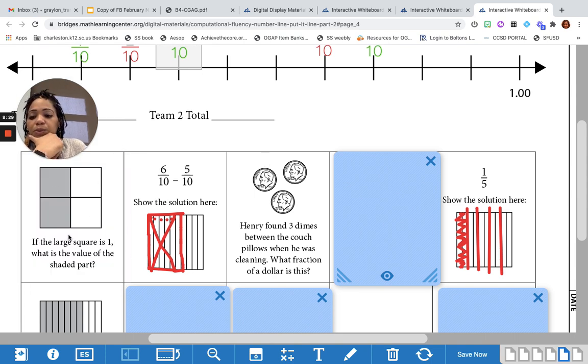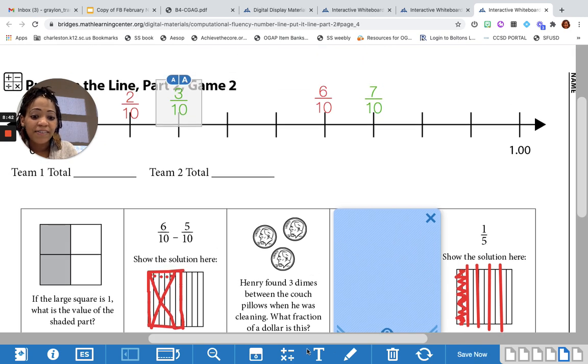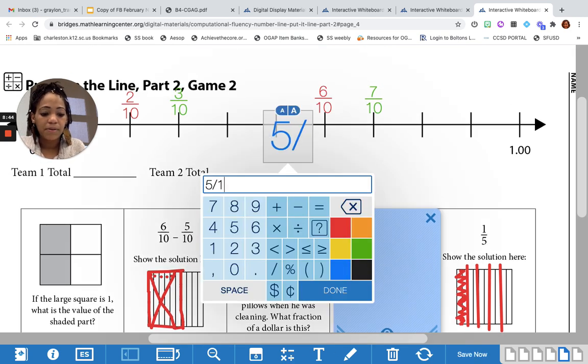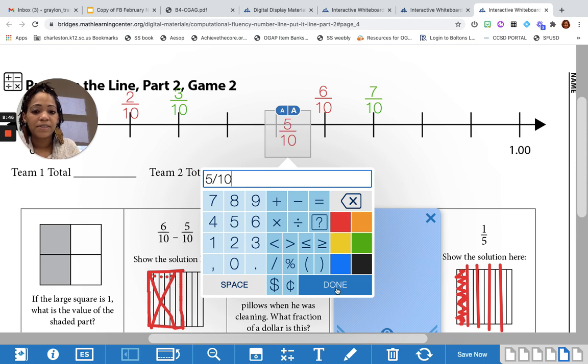Miss Trammell's going here. If the large square is 1, what is the value of the shaded part? Oh, that's easy. I hope you guys know this as quickly as I know it. This is half. Half the whole thing. And half is like saying 50 cents or 5/10. So I get to put up 5/10.